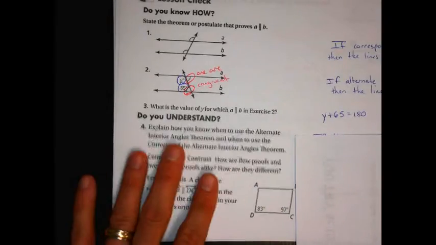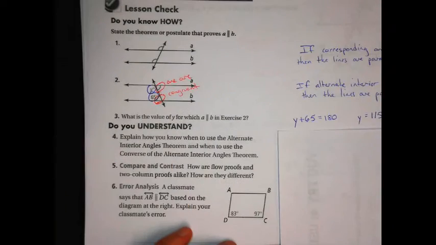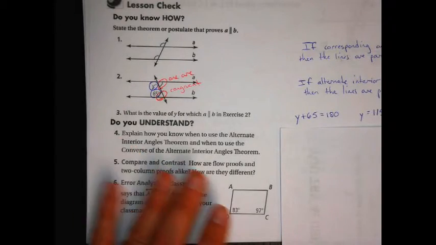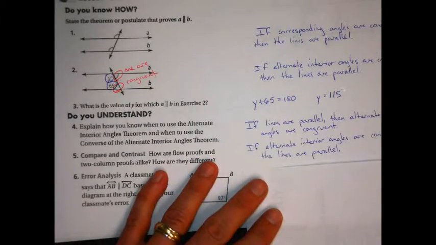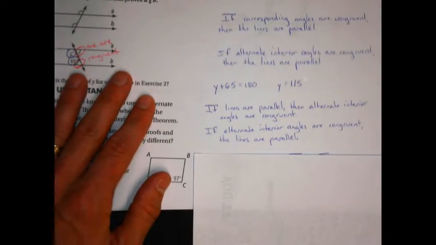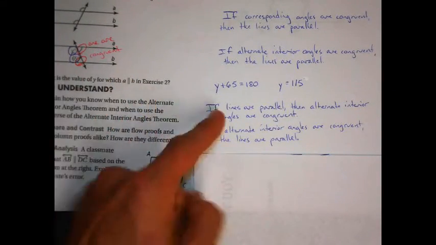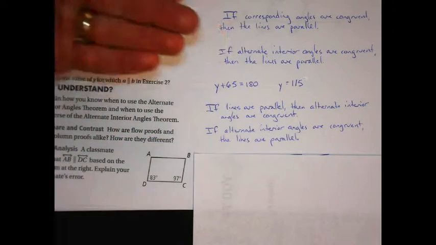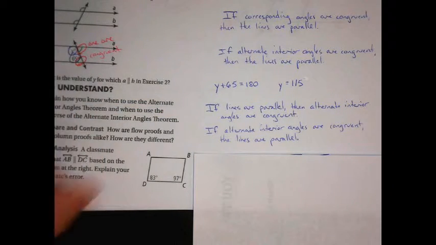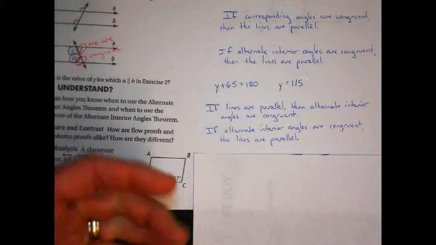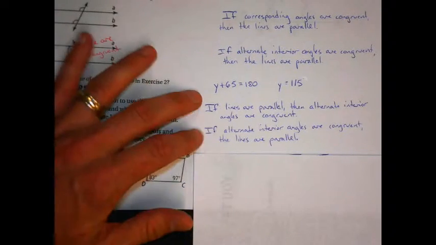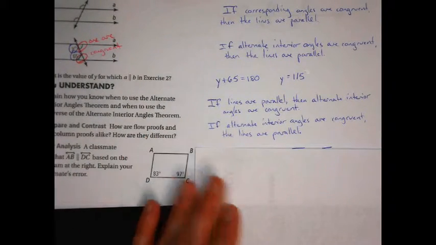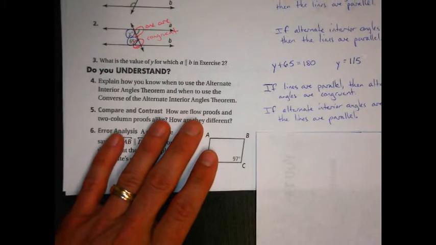So check this out. Explain how you know when to use the alternate interior angles theorem and when to use the converse of the alternate interior angles theorem. You know my answer to this? It doesn't matter. My answer is I don't care. Because we have the theorem and its converse. It all depends on what you're trying to prove. If lines are parallel, then alternate interior angles are congruent. Are you trying to prove that alternate interior angles are congruent, or are you trying to prove that lines are parallel? So it doesn't matter which one you call the converse. It just matters what you're trying to prove. So the answer to this particular question is, who cares? What are you trying to prove? Okay, so that's my answer to that.